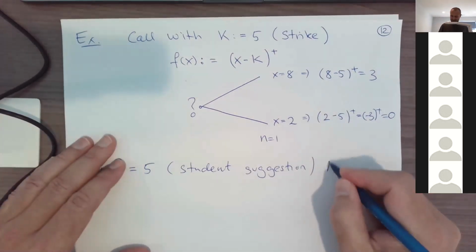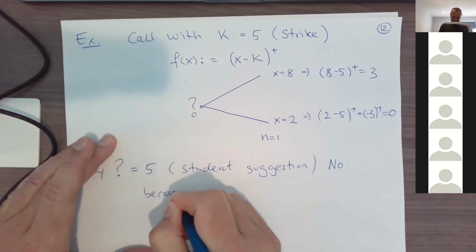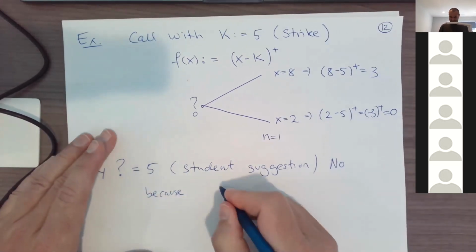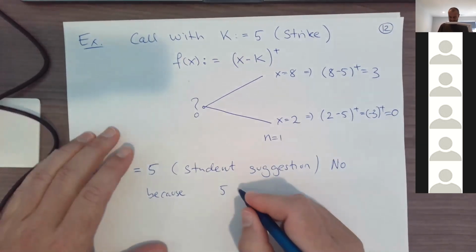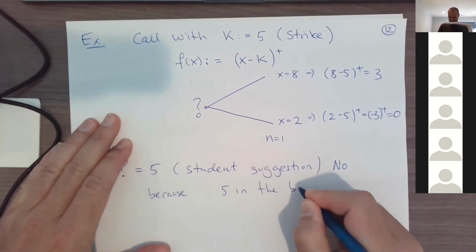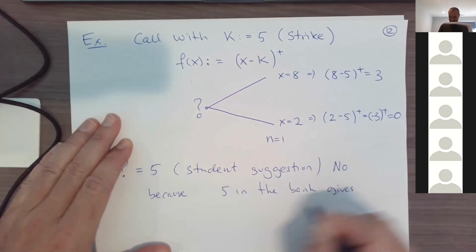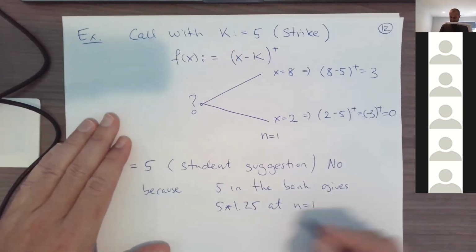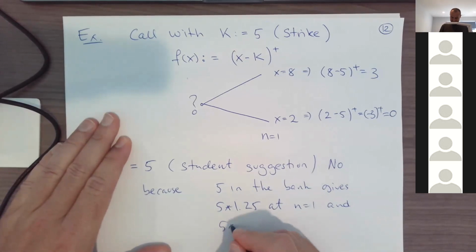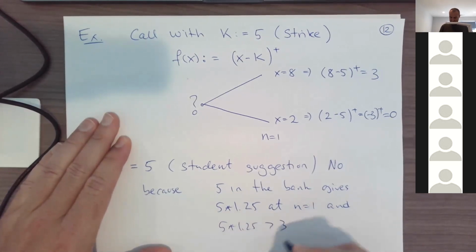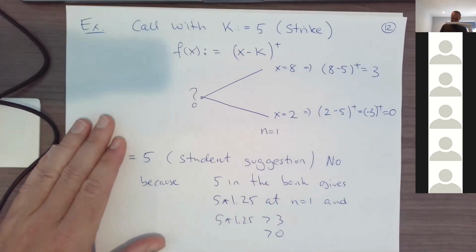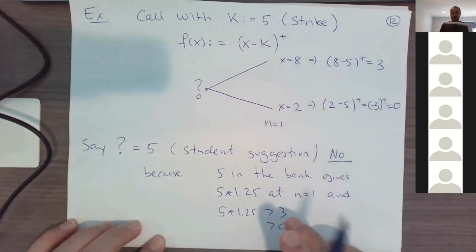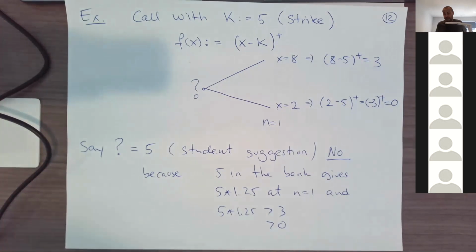So this is no, because 5 in the bank gives 5 times 1.25 at time 1, and this 5 times 1.25 is bigger than 3, and it's bigger than 0. So this is no good. But something in between 0 and 2, and so you're suggesting 2. Okay, but it could also be 1.5, it could also be 1, it could also be a quarter. What is it?